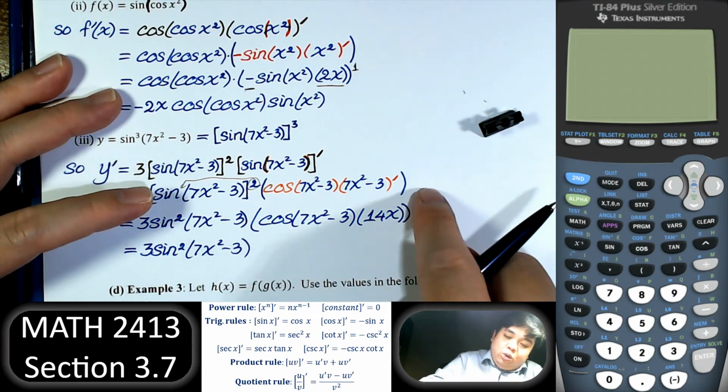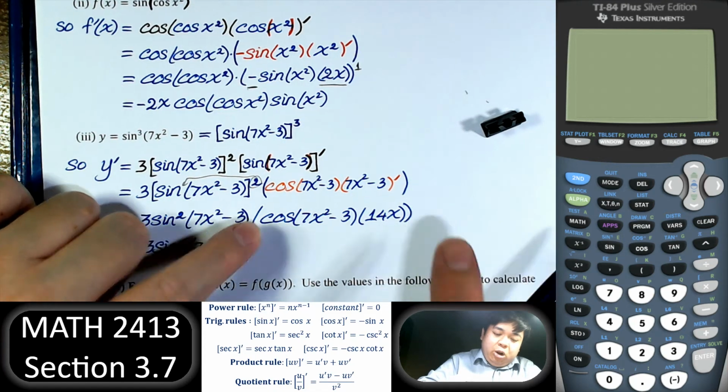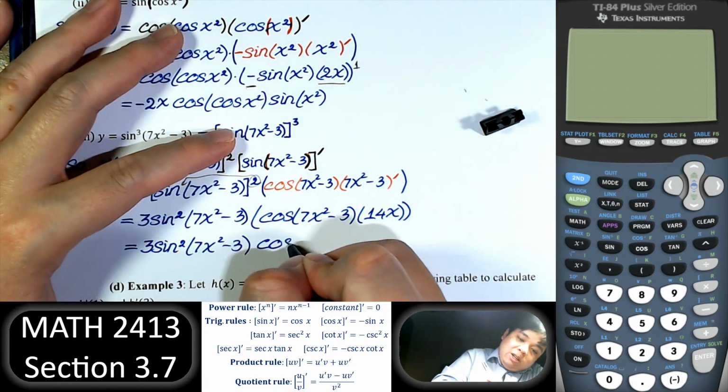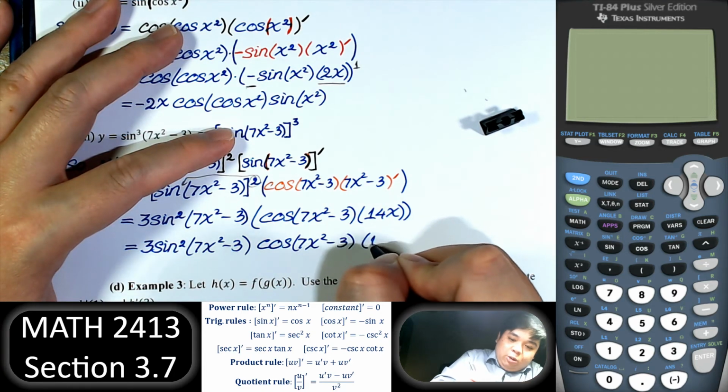First, this to the first power, so we really don't need the parentheses, right? We don't need this set of parentheses. We can just say 7x squared minus 3, and then 14x.